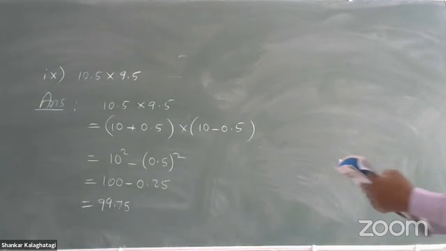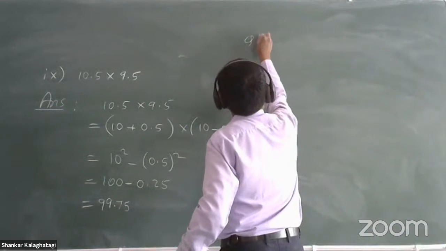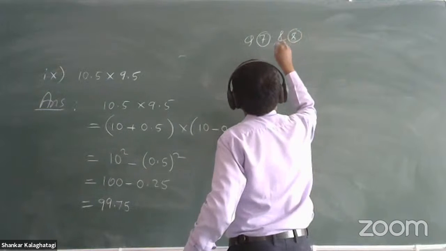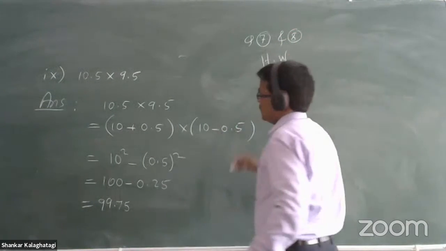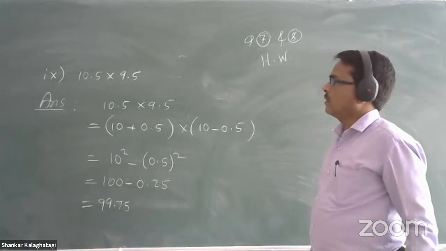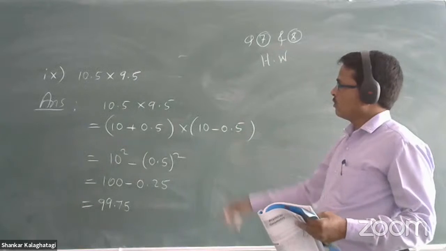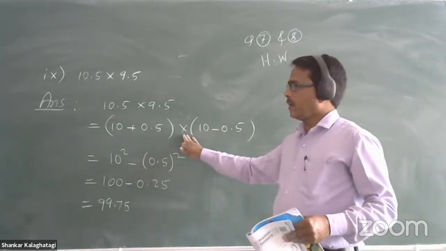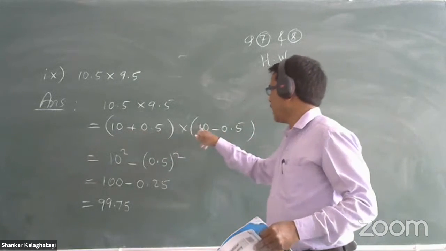Question number 7 and 8 homework. Sir, ninth one, which identity, sir? Which question? This one, the sixth one. Identity a plus b, a minus b.